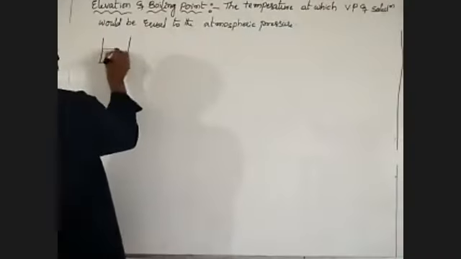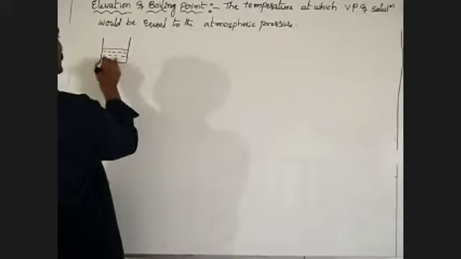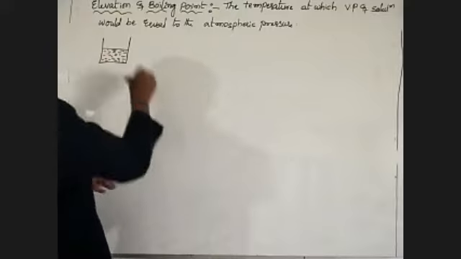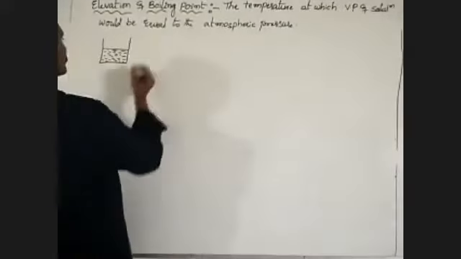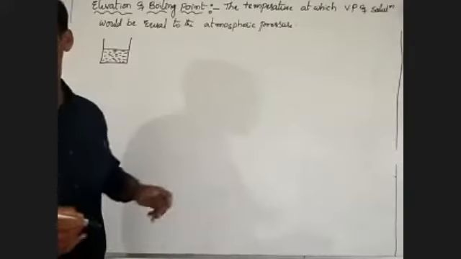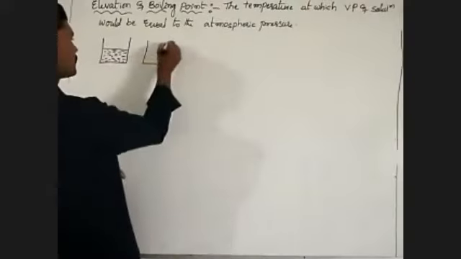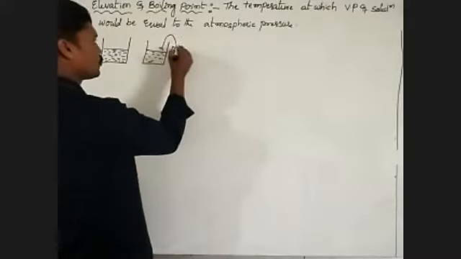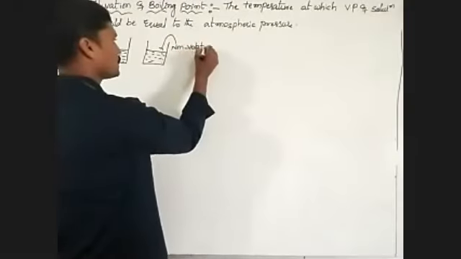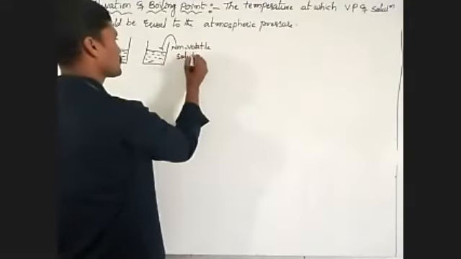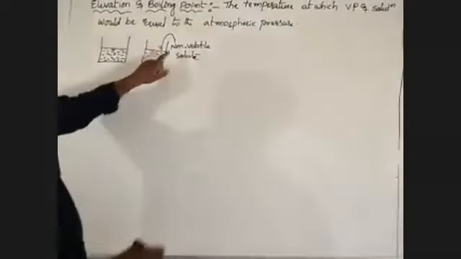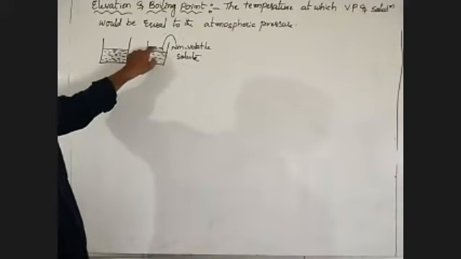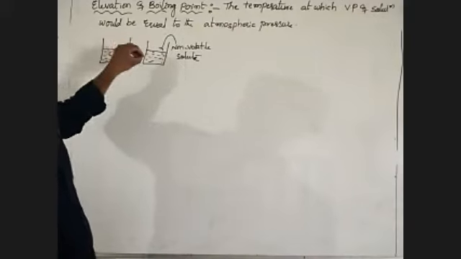Let us see the explanation for elevation of boiling point. You take some amount of water in a beaker, and the boiling point of water is 100 degrees centigrade. When you add a non-volatile solute to the pure solvent, that is water, the boiling point increases.